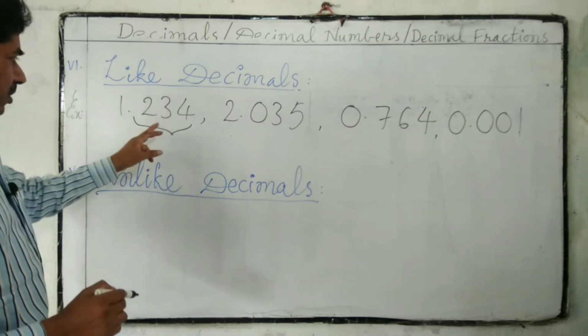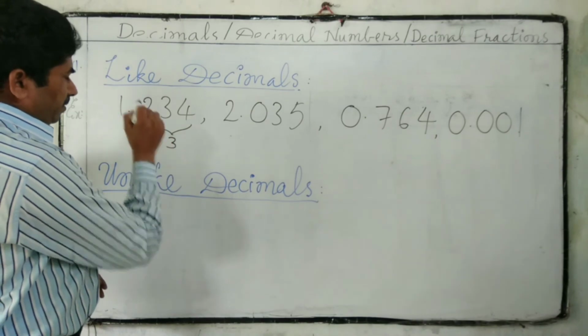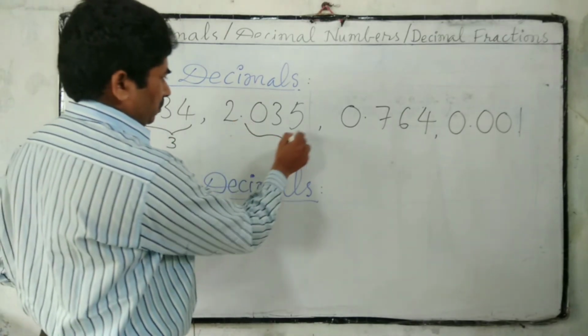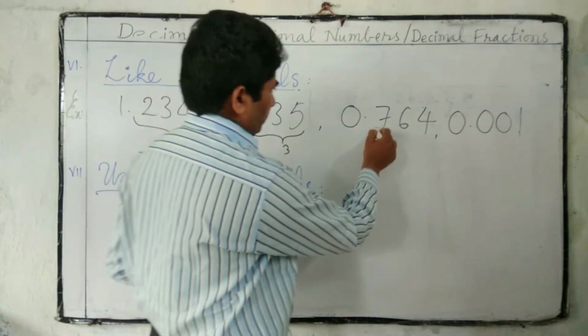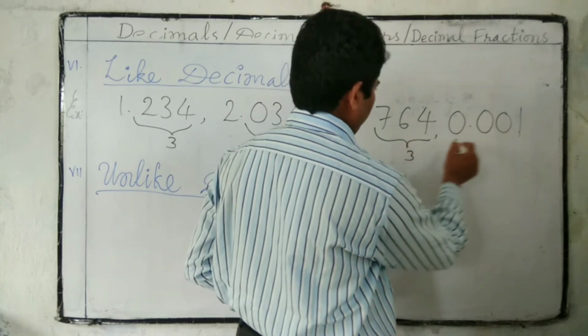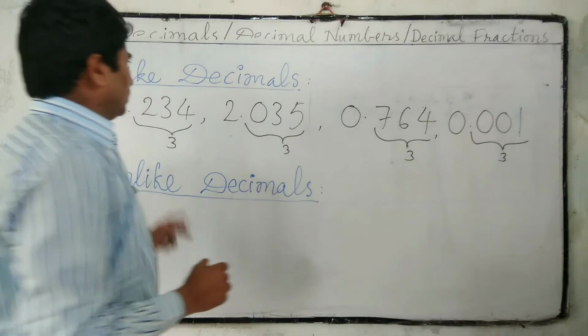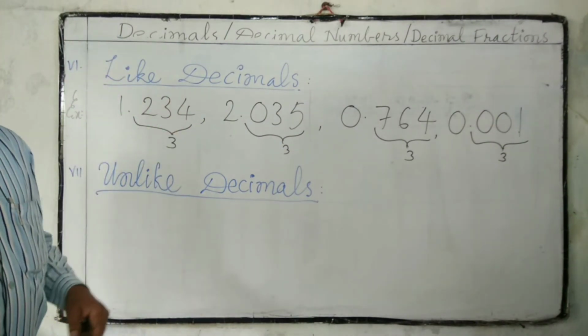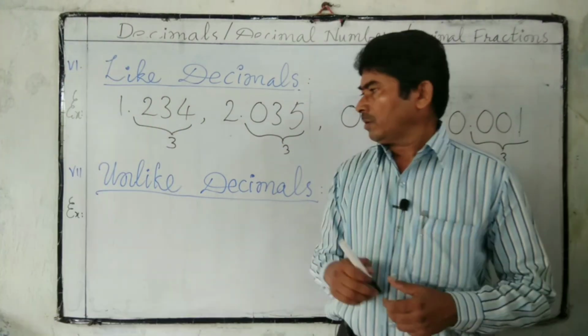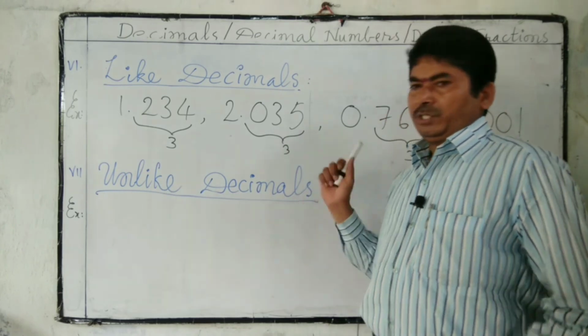In this decimal part we have 3 places. In this also 3 places. In this also we have 3 places. In this also 3 places. So these are called like decimals. Next, unlike decimals.